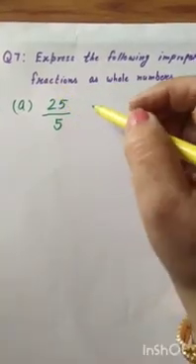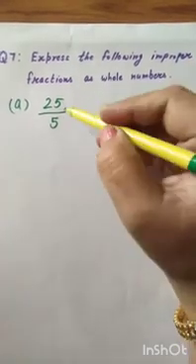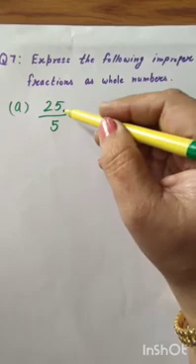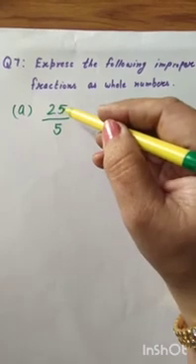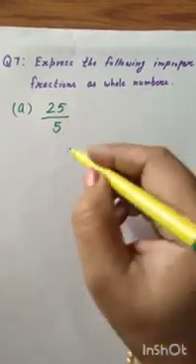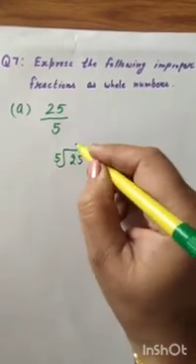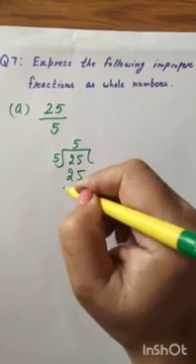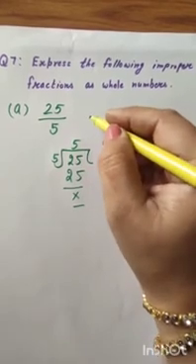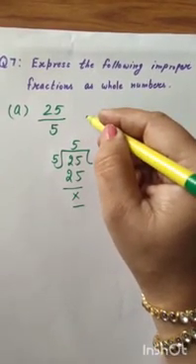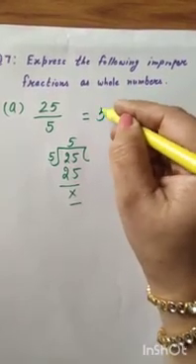Now in question number 7, we have to express the following improper fractions as whole numbers. When we have to express a fraction as a whole number, what will we do? We will divide the numerator by the given denominator. Here 25 we will divide by 5. 5 5s are 25. So the improper fraction 25 by 5 converts to a whole number, and that is equal to 5.